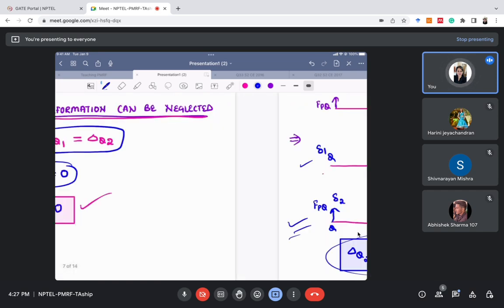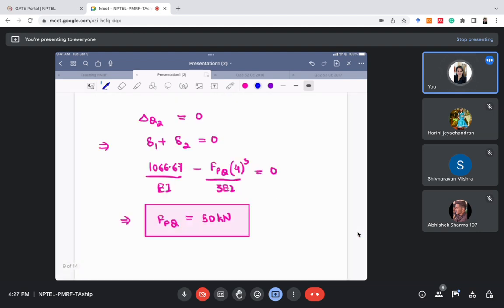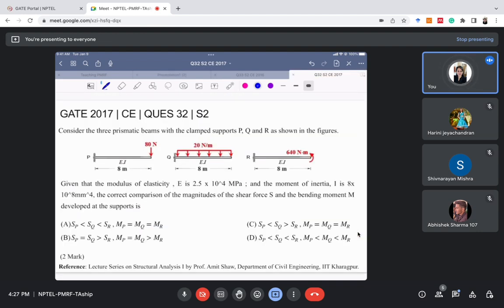It is a little bit complicated question, maybe. So let us do one easy question. If you want to try, you can try. This is a GATE 2017 question, question number 32. It's a 2 mark question, but it's a very, very easy question.